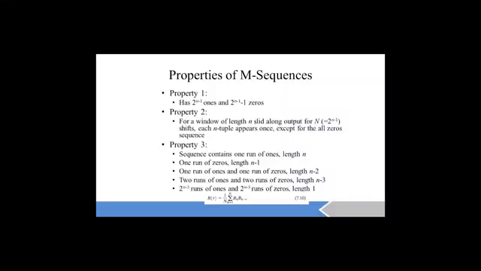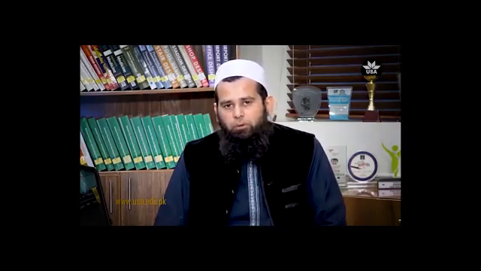Property 3: there is one run of ones of length n, one run of zeros of length n minus 1, one run of ones and one run of zeros of length n minus 2, two runs of ones and two runs of zeros of length n minus 3, and in general 2 raised to power n minus 3 runs of ones and 2 raised to power n minus 3 runs of zeros of length 1.